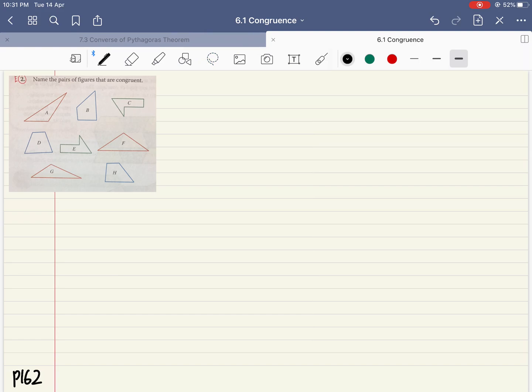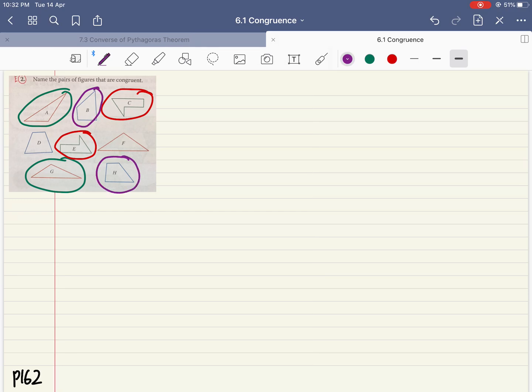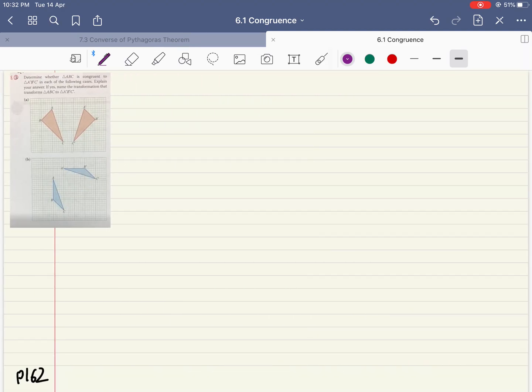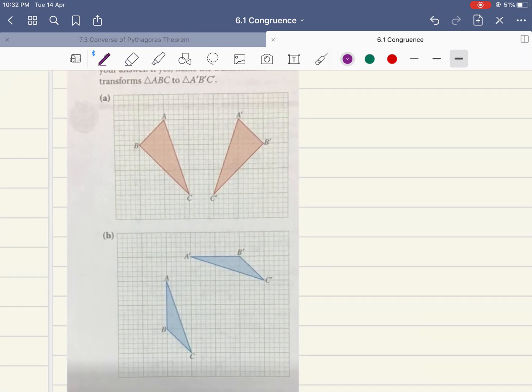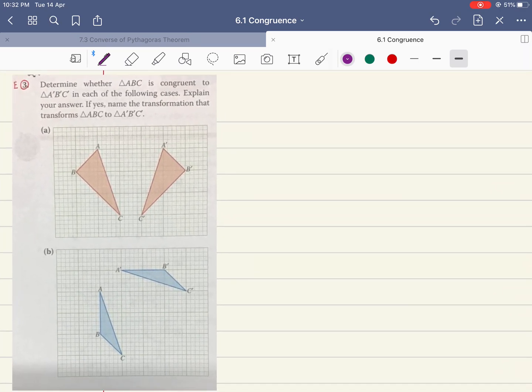Now on page 162, where they ask me to name figures that are congruent. In this case, you just have to search around. You may want to pause the video for a while. Let me just use colors over here. This triangle A and triangle G are congruent, the same corresponding lengths and angles are the same. What else do I have? Triangle C and triangle E. Finally, let's choose another color, let's choose purple. Figures B and figures H are congruent. Corresponding lengths are the same, corresponding angles are the same.